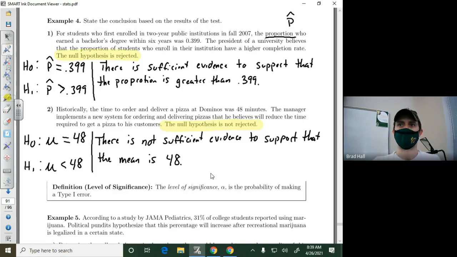But assumption of truth doesn't mean absolute truth. Again, that's more philosophical than anything.